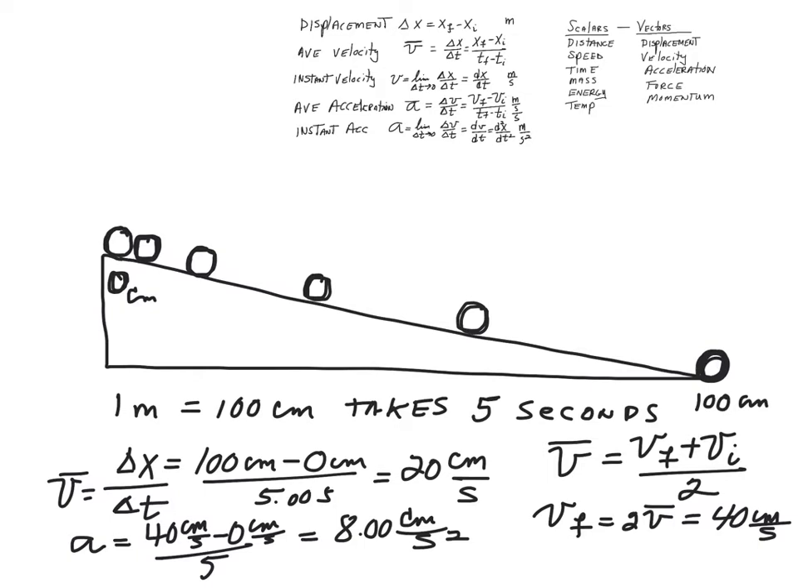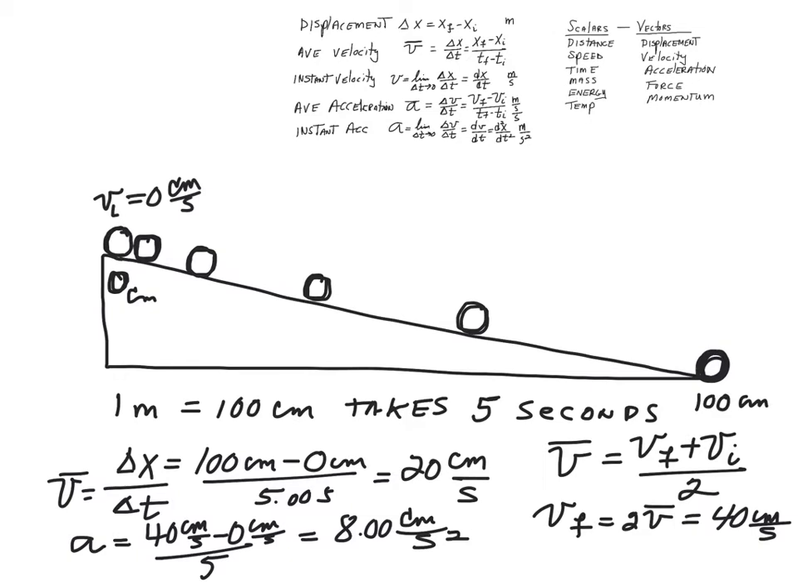Anyway, so the displacement's 100 centimeters, the final position minus the initial. We divide that by the time interval, 5 seconds, and we get an average velocity of 20 centimeters per second, right? It's averaging 20 centimeters every second. It goes for 5 seconds. It goes 100 centimeters. But clearly, the initial velocity is 0. So I'll write that here, because it started from rest. We released it from rest, so V initial equals 0 centimeters per second.